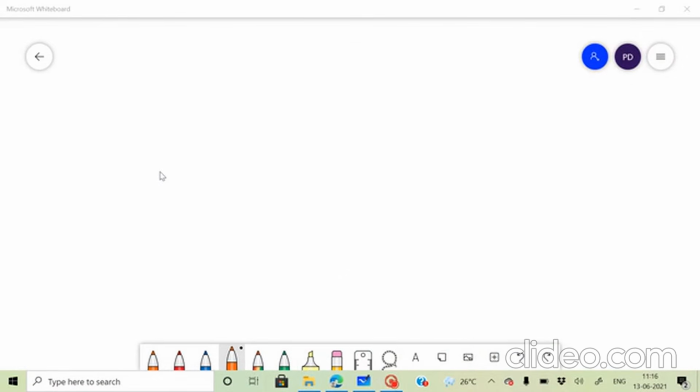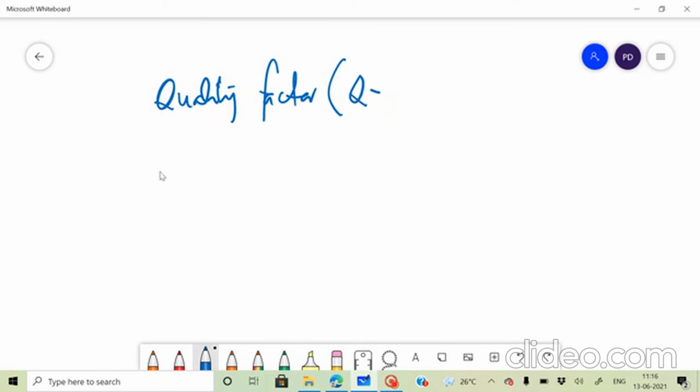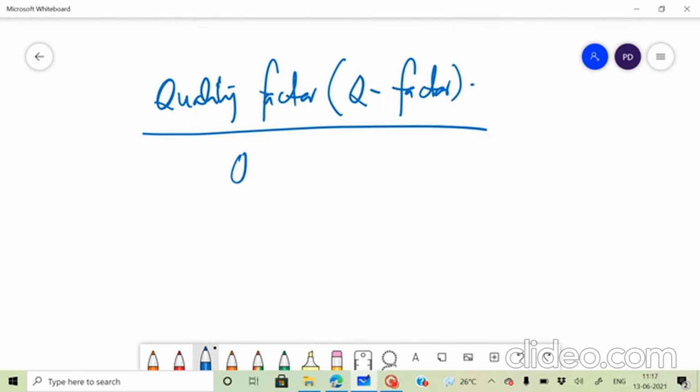Finally, I am going to talk about the quality factor. So what is the quality factor? Let me explain a bit of this quality factor. It is also called the Q factor. How do you define the Q factor? Q factor is defined as the ratio. The Q is equal to a ratio between two quantities.